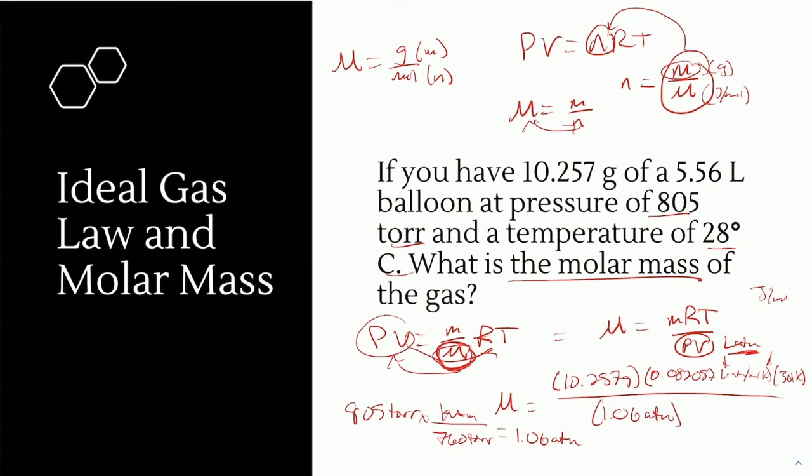And then lastly, our volume, they actually give it to us in the unit that we need, so we don't need to change anything. That's going to be 5.56 liters. And that way my liters cancel, my atmospheres cancel, my Kelvin cancel, and then I get an answer that's in grams per mole.